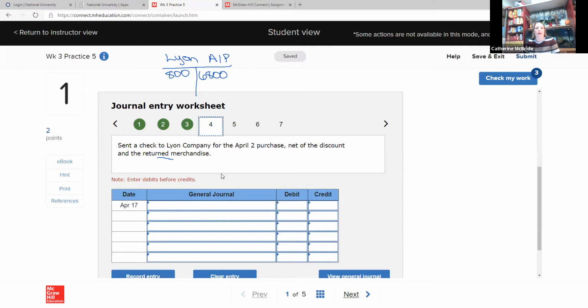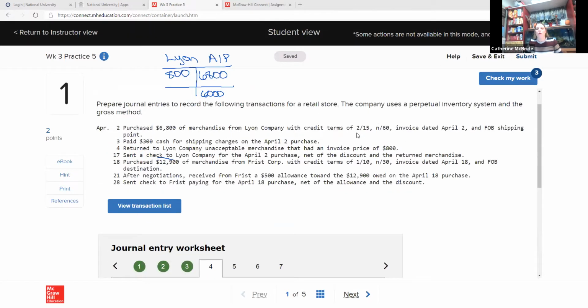All right, now we're going to get to paying them. So now we're going to send them a check. Let me figure out what I owe them. I owe them $6,000. But the credit terms are 2/15 net 60. So that means I get a 2% discount if I'm taking the discount.